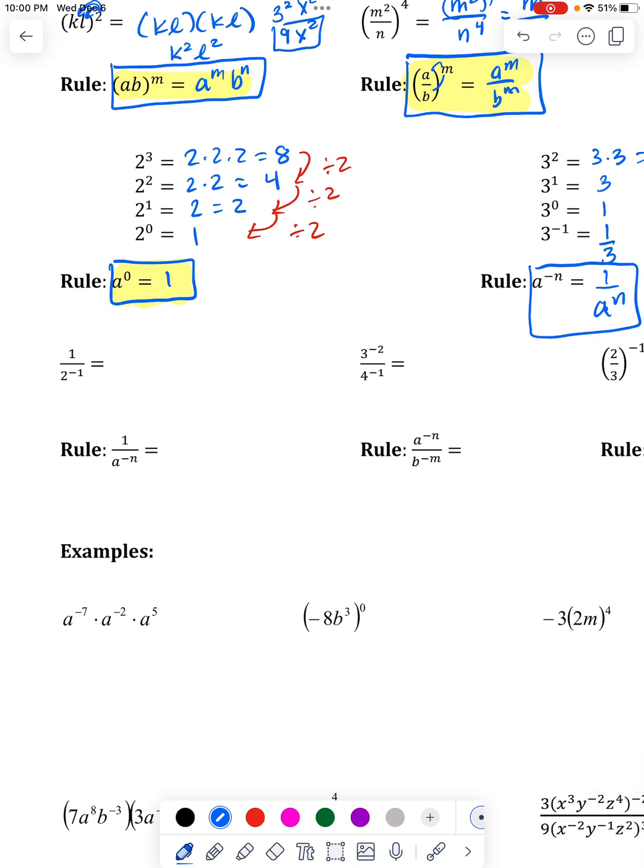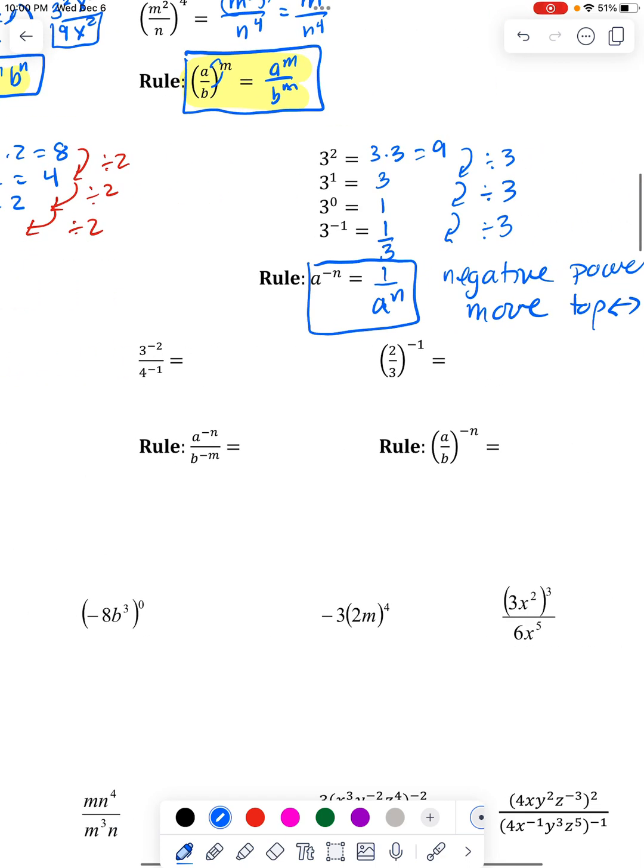So let's see how that all plays out in some of these problems. This is 1 over 2 to the negative 1. So that negative power has to move to the top. And now there's nothing left on the bottom, so it would just turn out to be a 2. Here, this 3 to the negative 2 has to move into the bottom and become positive 2 power. This 4 to the negative 1 power on the bottom moves to the top to become 4 to the positive 1 power. So I end up with 4 over 9.